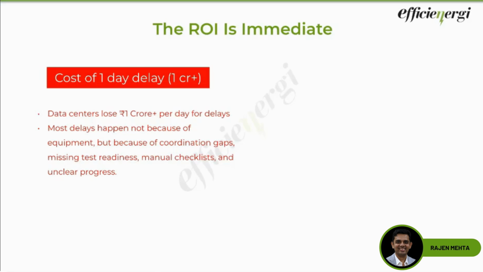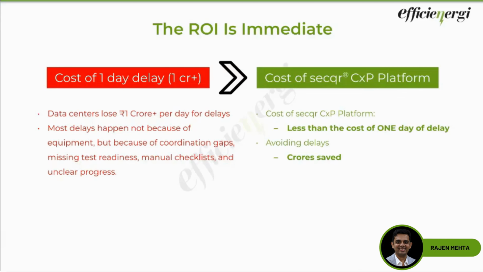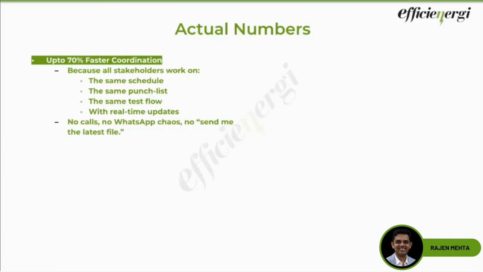Cost of 1 day delay typically can be crores for a typical data center, from a hyperscaler perspective, from a co-location player perspective. And we find that happens because of coordination gaps. So that cost can be recovered almost in 1 day is what we find. And these are some of the numbers that we have actually validated by using CXP at some of our sites.